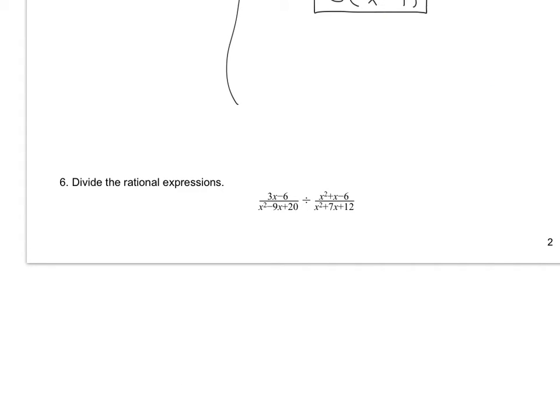Okay, let's look at number 6, which is going to be a division problem. Now, division will work very similar to multiplication, except for when we have division, we will flip it and make it into multiplication. So I can rewrite this as 3x minus 6 over x squared minus 9x plus 20 times x squared plus 7x plus 12 all over x squared plus x minus 6.